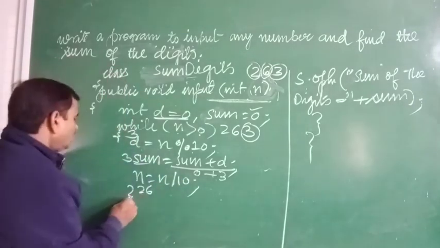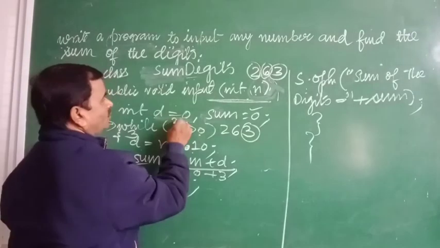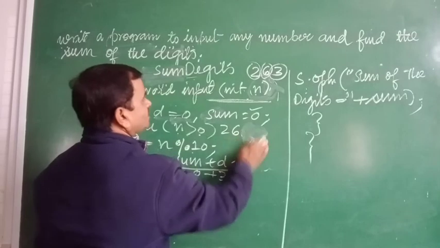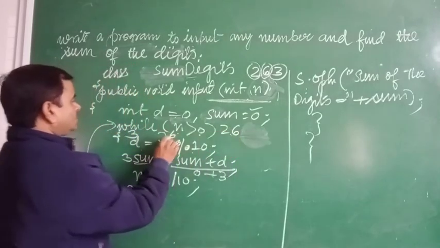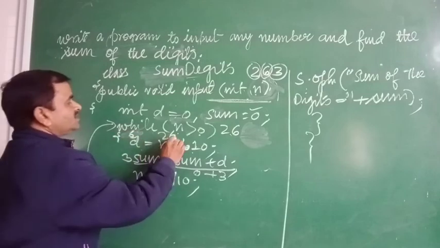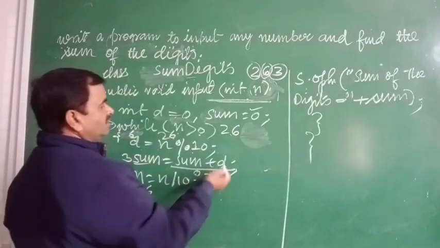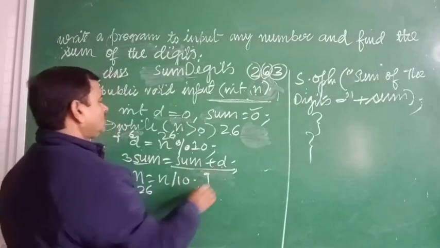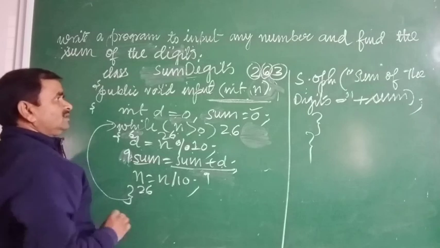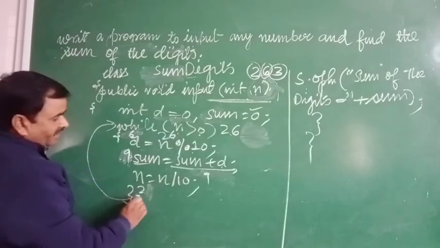So 26, the control will go back. The value of n is now 26. Here it was 263, now it is 26. 26 modulus 10, the value of d is 6. The last digit is the answer. Sum equal to sum plus d. Now the value of sum is 3 and the value of d is 6, so 6 plus 3 equal to 9. So the value of sum is 9. n equal to n upon 10. Now the value of n will be 2.